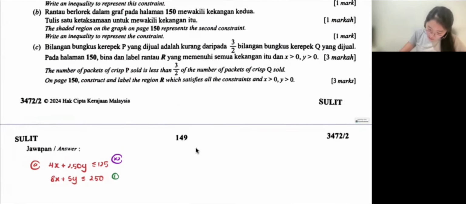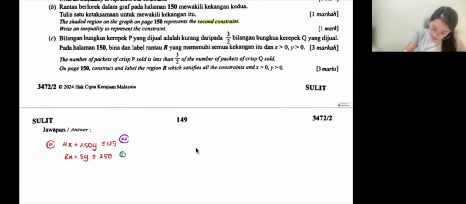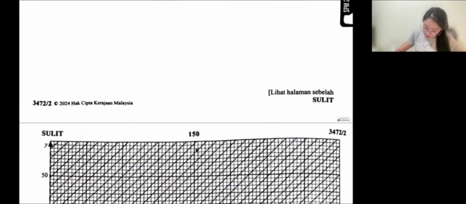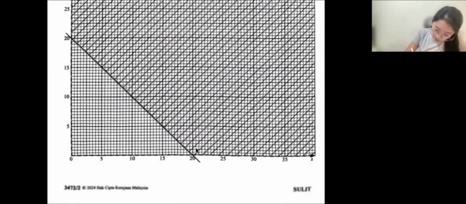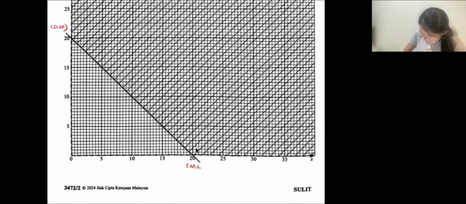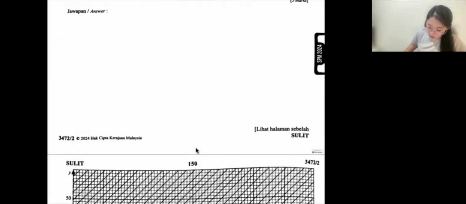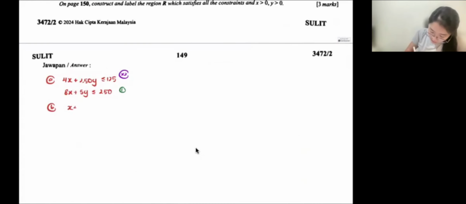Next, B. The shaded region on the graph on page 150 represents the second constraint. Write an inequality to represent the constraint. Let us take a look. We have the points 0, 20 and 20, 0. Shaded region is on top of the line. So basically, if the intersection points are at 20, this will be x plus y equals to 20. Shaded region on top of the line, more than or equal to. Another mark here.